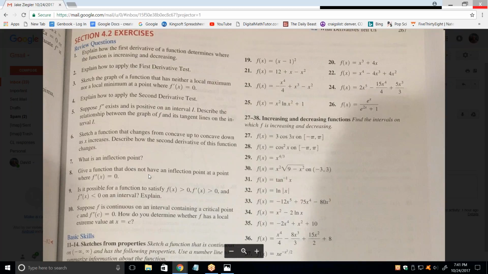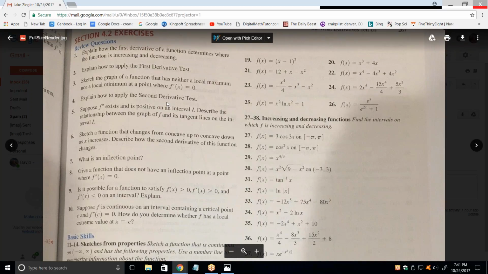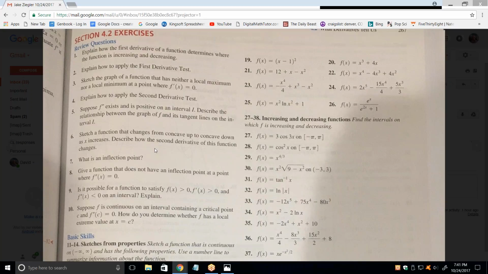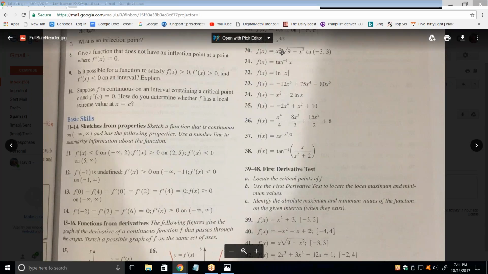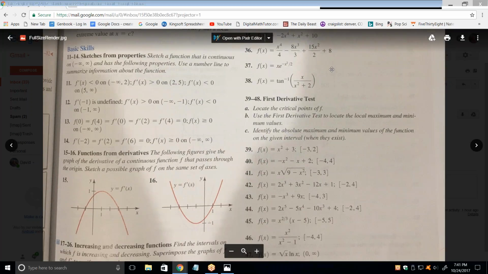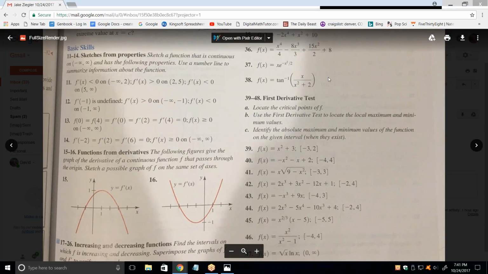You need to know how first derivative relates to second derivative, relates to inflection points, relates to increasing, decreasing, relates to local maximums, minimums. Every single one of these questions taught you a key thing about functions. And that's what calculus is, the manipulation of functions.